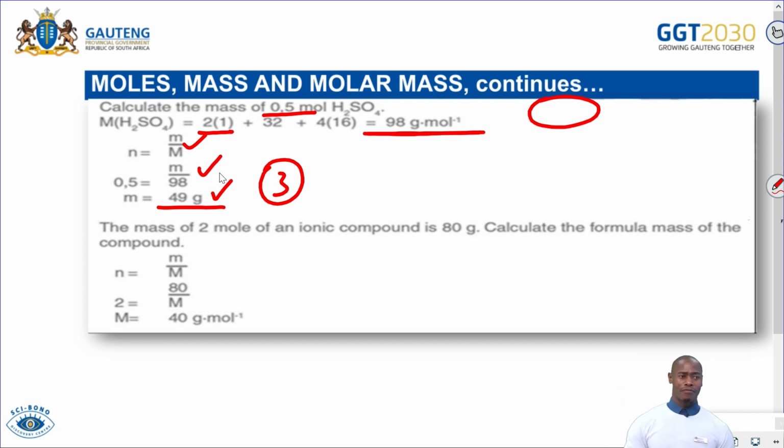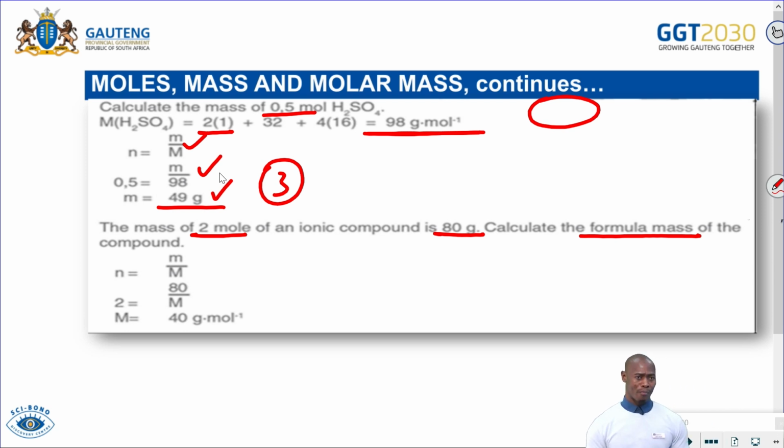So another equation, calculate the mass, right? Calculate the mass of 2 mole of an ionic compound. Okay, the mass of 2 mole of an ionic compound is 80 grams, right? So we are given the number of moles. We are given the mass of that ionic compound, right? So then calculate the formula mass of that ionic compound, right?